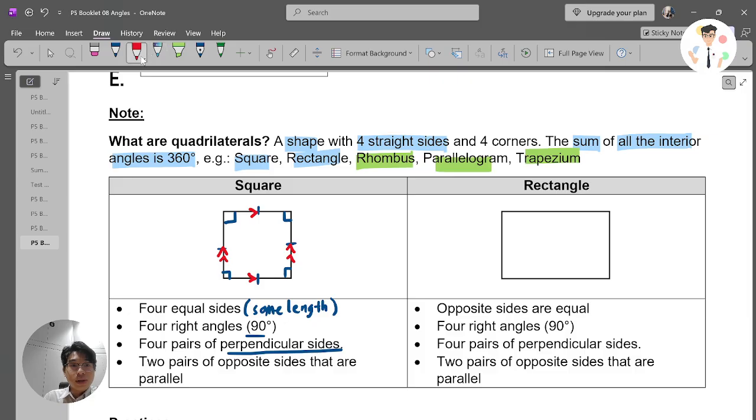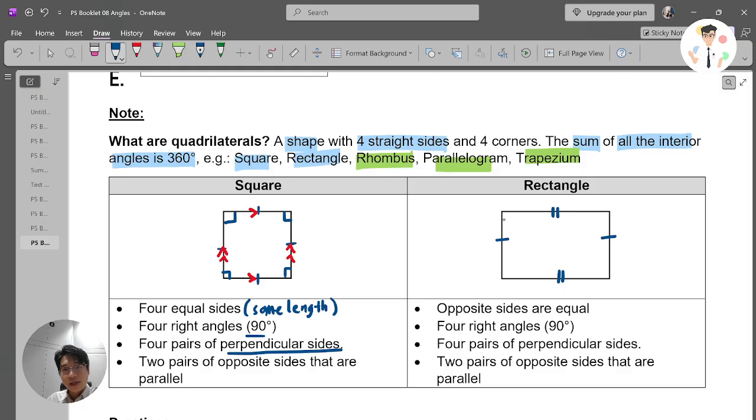Let's move on to the next one. Rectangle: opposite sides are equal, which means this line and this line have the same length. This line and this line have the same length. Again, I use the words same length, then I use this symbol to indicate it.